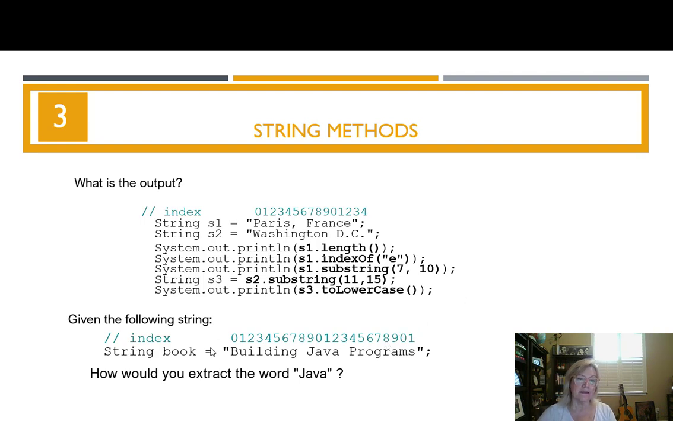How about this example? I have this string. How would you grab Java? I just want to output the word Java. You know what method you're going to use?